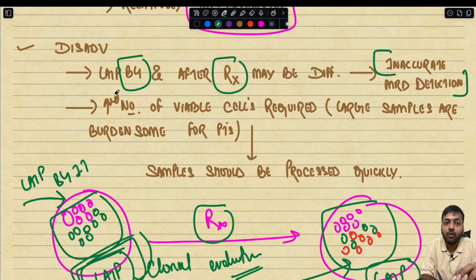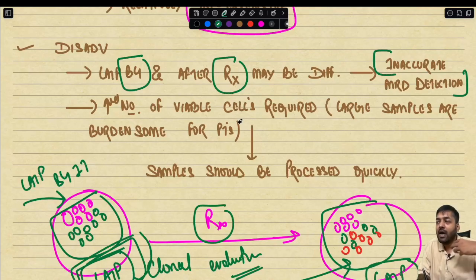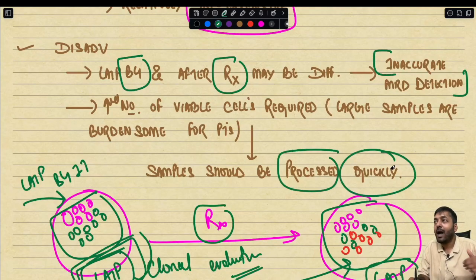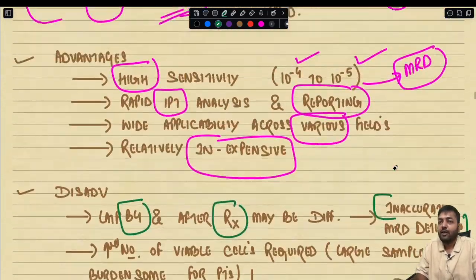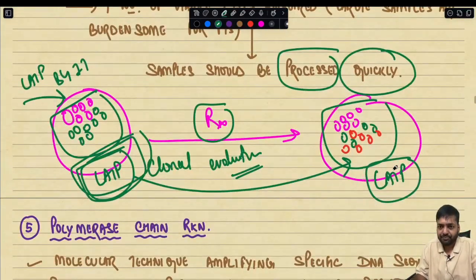Again, the second disadvantage is that an increased number of viable cells are required. Large samples are burdensome for the patient. Because viable cells are required, you require a lot of samples, and therefore the samples should be processed very quickly because you have to maintain the viability of the samples. So viability of the samples has to be maintained and a large amount of sample is required. This is the disadvantage of flow cytometry based immunophenotyping.